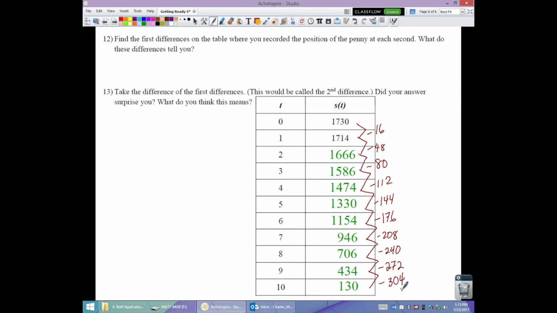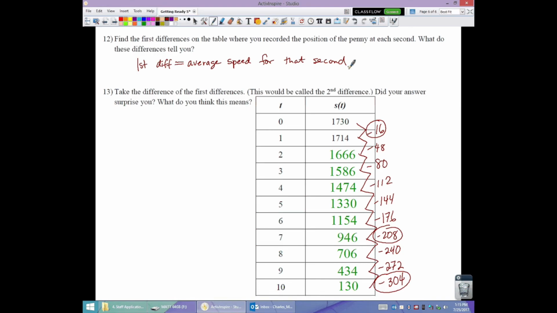So, what do these differences tell you? Well, look, when we figured out the average speed from 0 to 1, it was 16 feet per second. When we did from 6 to 7, we got this number. When we did 9 to 10, it was this number. So these first differences are the average speed for that second.